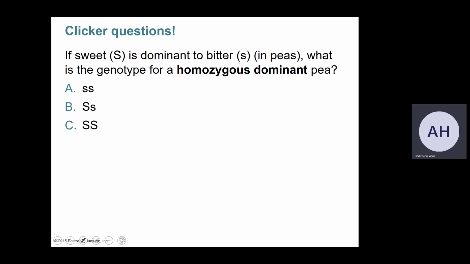There's a clicker question. Pause the video and answer. The correct answer is C. Here is another clicker question. Pause the video and answer. And the correct answer is A.